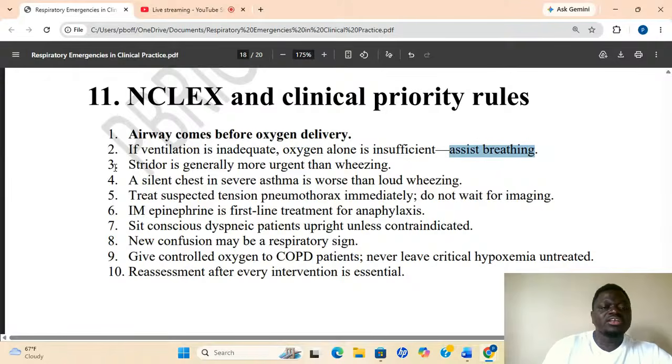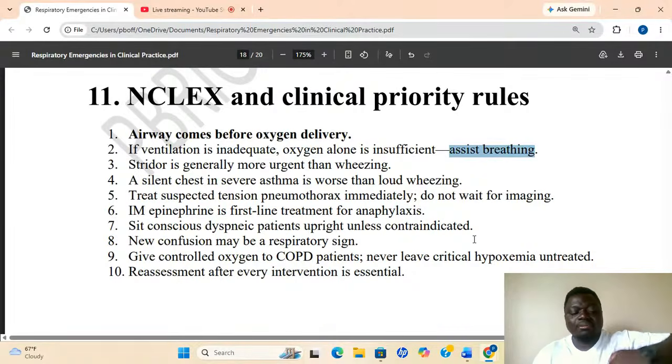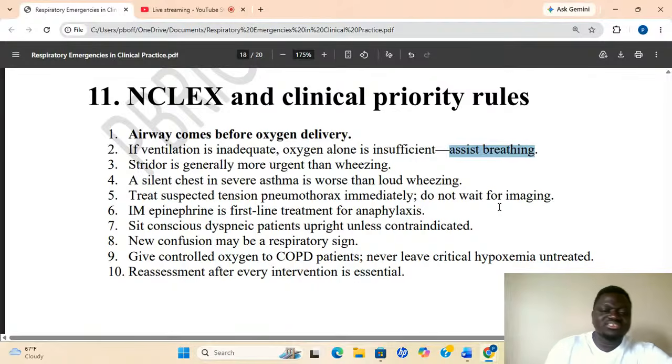Okay. Stridor is generally more urgent than wheezing, upper airway, very important, especially choking. Okay. Then a silent chest in severe asthma is worse than loud wheezing. Treat suspected tension pneumothorax immediately. Do not wait for the imaging. So you tap, needle tapping or finger.